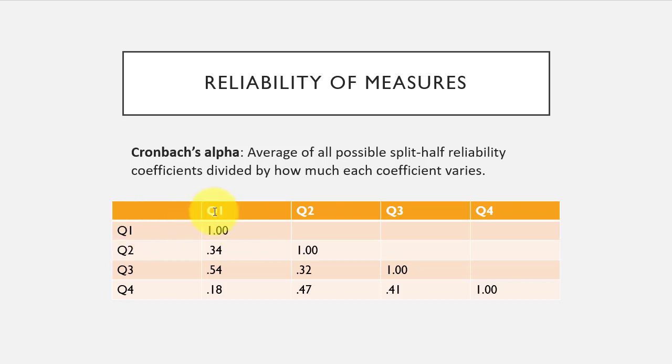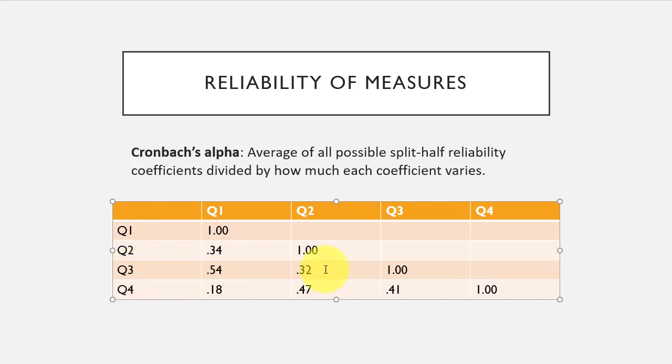Then we look at question 1 compared to question 2. That has a correlation of 0.34, probably pretty strong. Generally, anything over 0.3 is a strong enough correlation when we're looking at this. That's just kind of a behind-the-scenes thing for Cronbach's alpha. Then we look at question 1 compared to question 3, and we have a correlation of 0.54. Question 1 to question 4, 0.18. This is actually kind of low. We'll come back to that. Then we look at the other possible correlations.